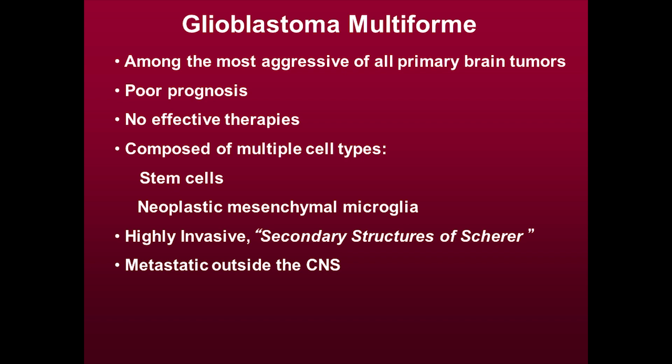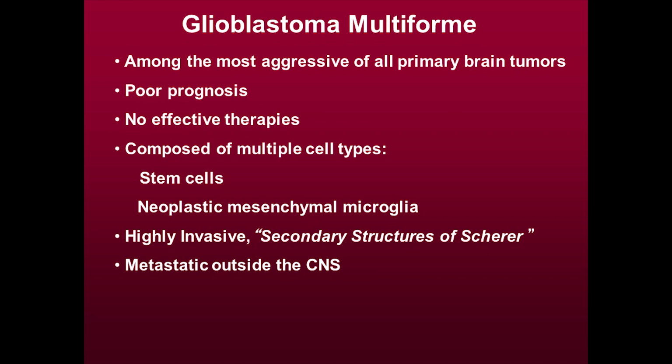And I'm going to demonstrate this with glioblastoma multiforme. Among the most aggressive of all primary tumors, poor prognosis, we know this, no effective therapies, composed of multiple cell types, consequently the term multiforme, because there are different forms of the cells. There are stem cells and neoplastic mesenchymal microglia in this gemisch of cells. The stem cells will grow like crazy, but they are not the cells that invade throughout the brain. They cause mass displacement of tissue.